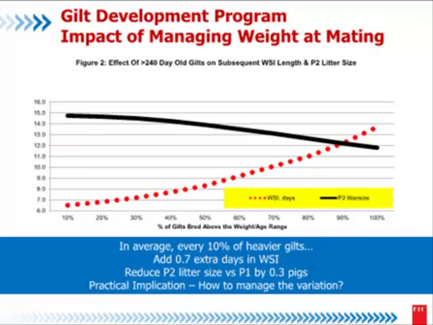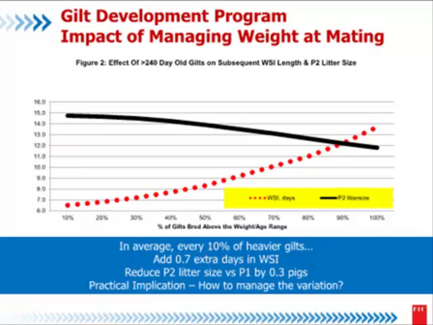This is some data where we looked at the effect of old and heavy gilts above the target weight range. And what we see is, even though we can get a large number of those gilts to cycle and conceive effectively in their first parity, ultimately those gilts that are too heavy and likely in too heavy of condition going into the gestation barn the first time, we have a harder time getting them to eat in the farrowing house at their first parity and managing their body condition.